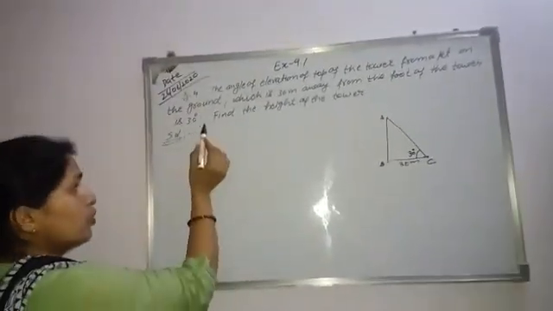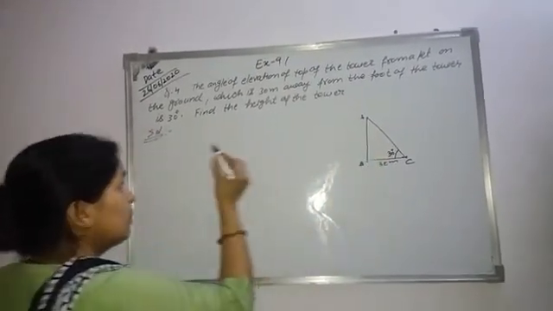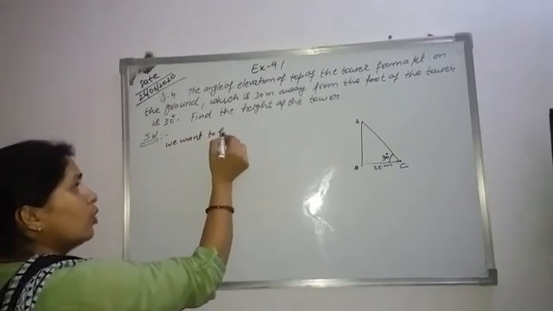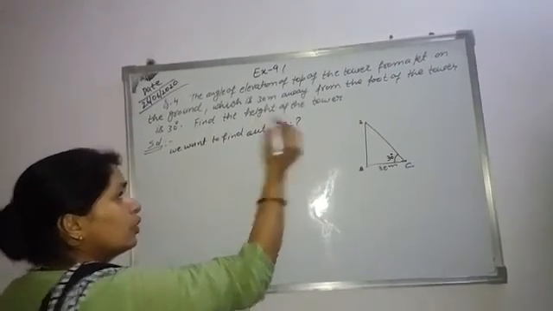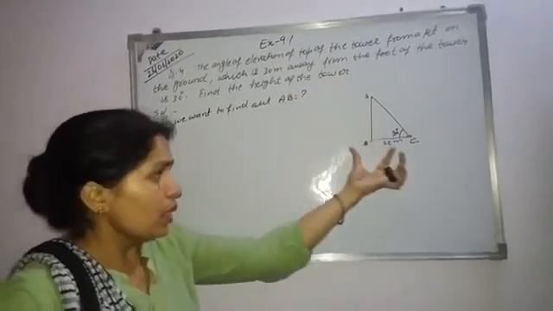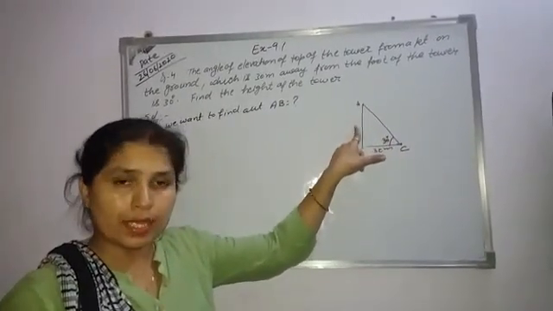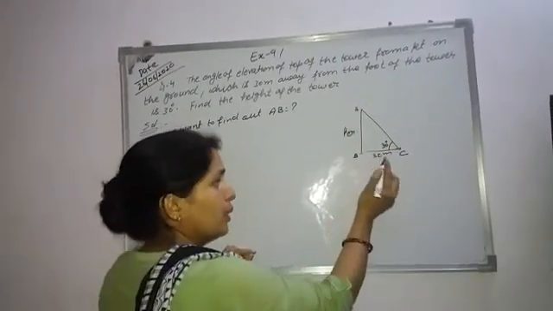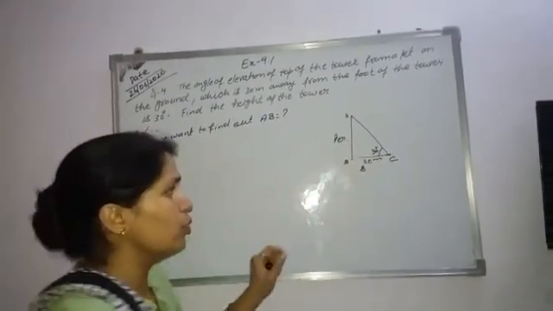Now which value do we want to find out? Find the height of the tower. Height of the tower means AB we want to find out. If this is the angle, then the side opposite to this angle will be the perpendicular. So in this case we want to find the perpendicular, and this side is the base. In this question the base is given to us, and the perpendicular we want to find out.